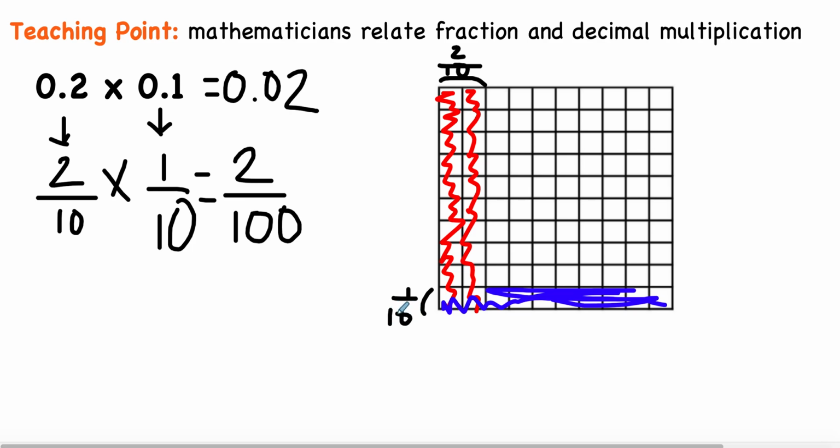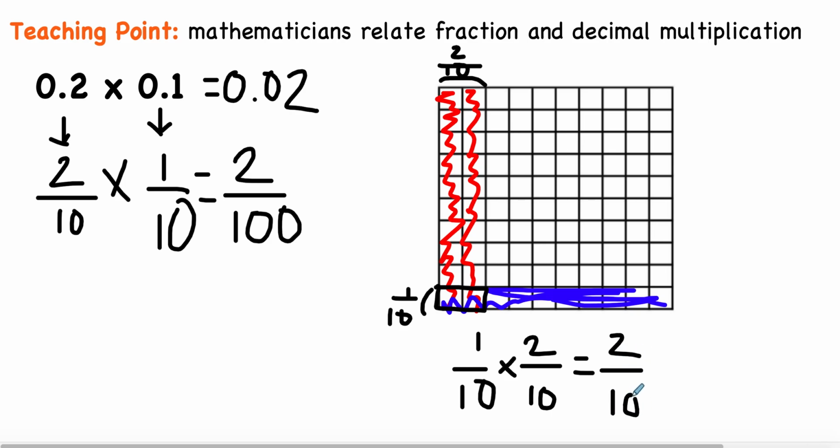And then we want to focus on the part that's overlapping. So these two boxes are what's overlapping with the red and blue, overlapping with the 2/10 and the 1/10. So that represents our product. So as we can see, there are two 100ths that are overlapping. So 1/10 times 2/10 is 2 100ths.